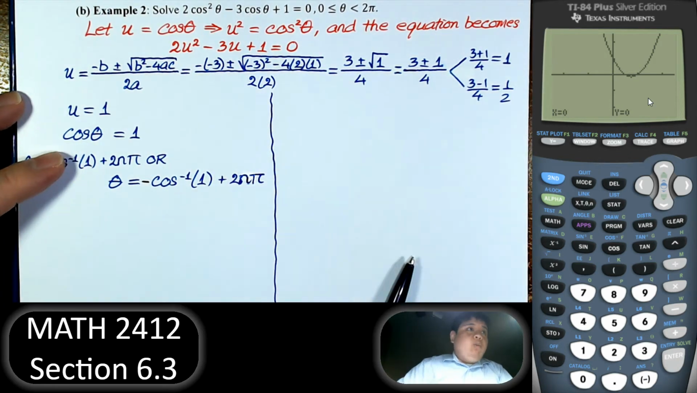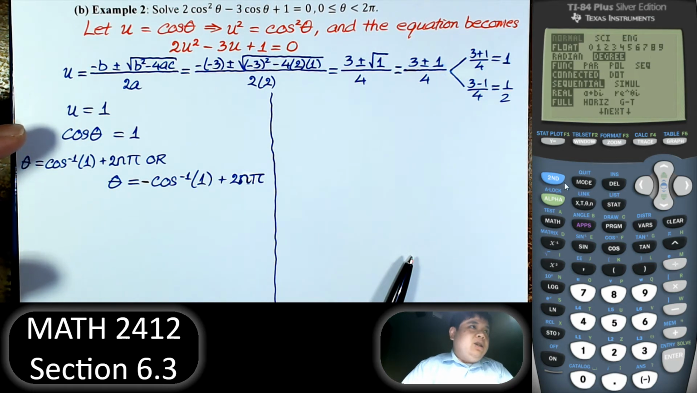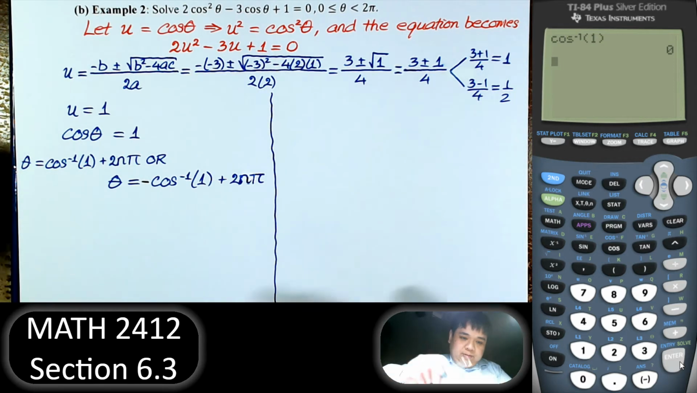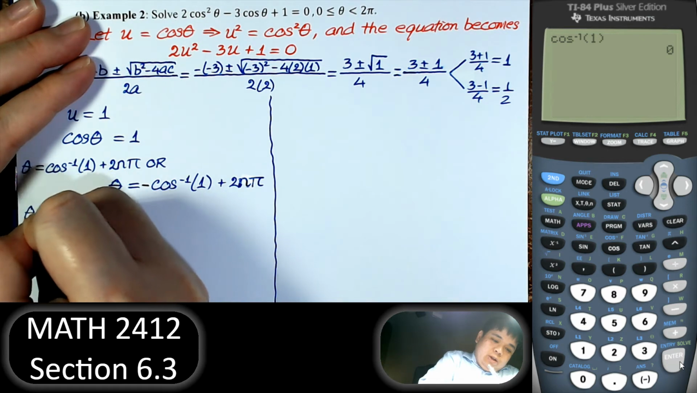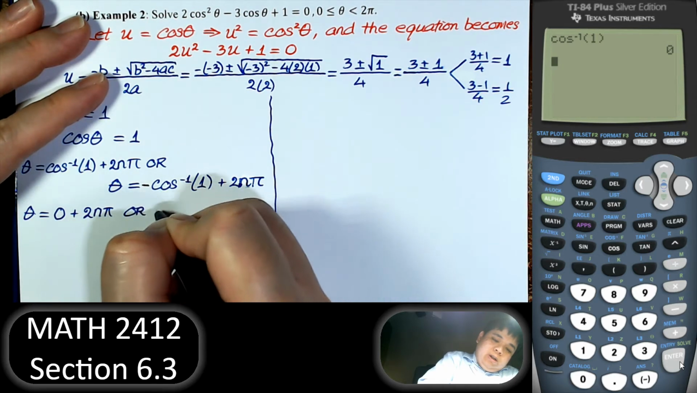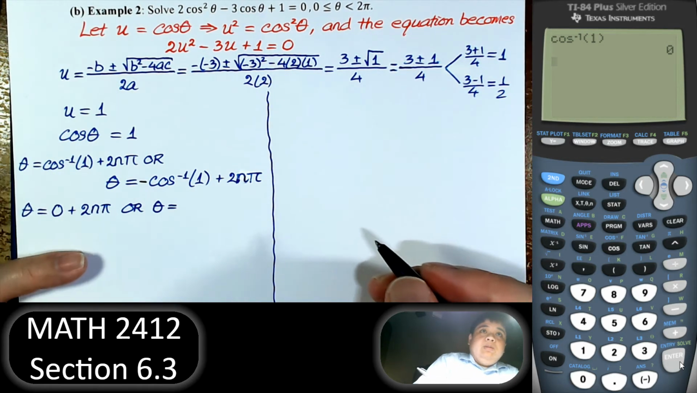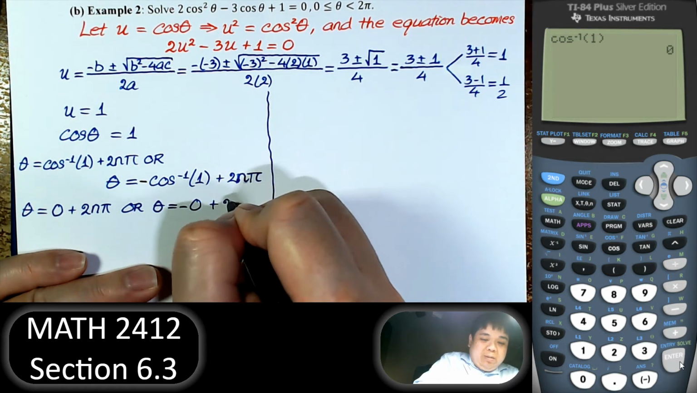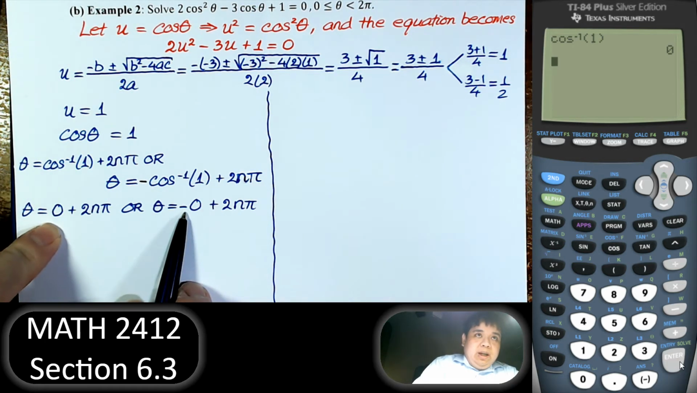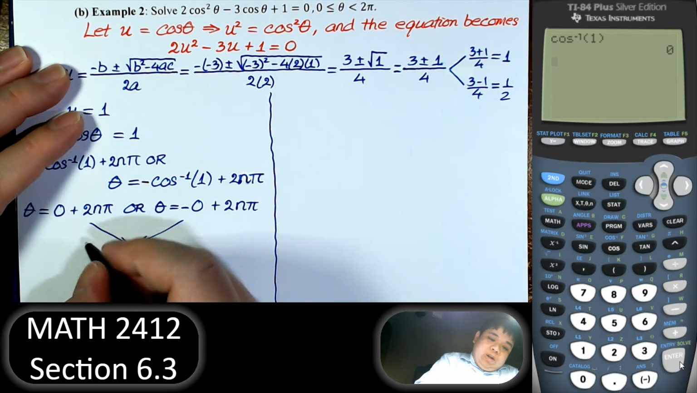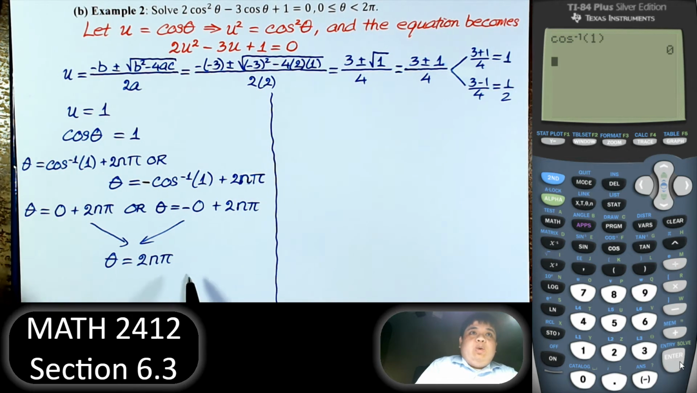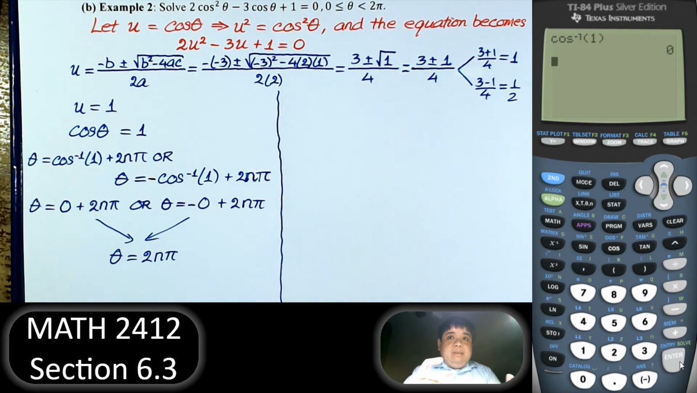Right. Cosine inverse of 1 is still in degree. Cosine inverse of 1 is 0. So we have theta equal to 0 plus 2n pi, or negative 0 plus 2n pi. This is silly, right? 0 or minus 0 is still 0. Those two together, we just have theta equal to 2n pi. 0 or minus 0 is still 0, so that's all we have. Those two are the same.